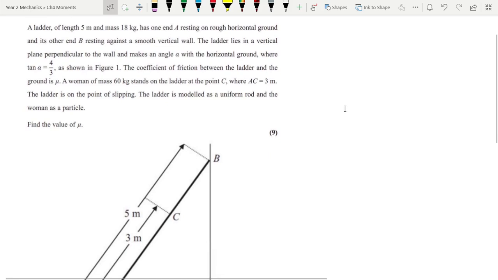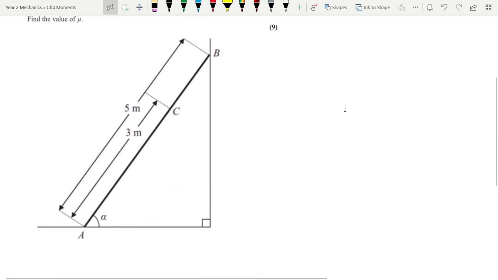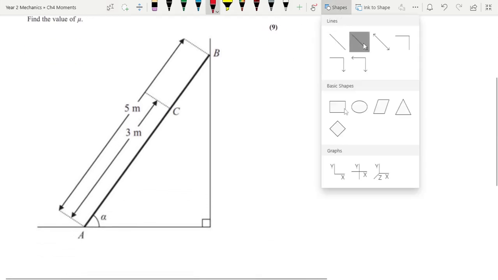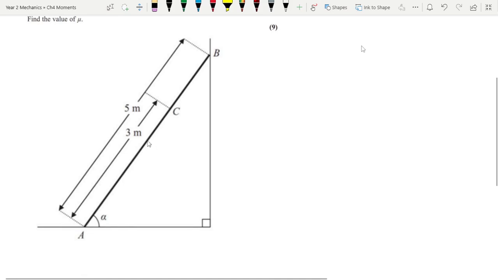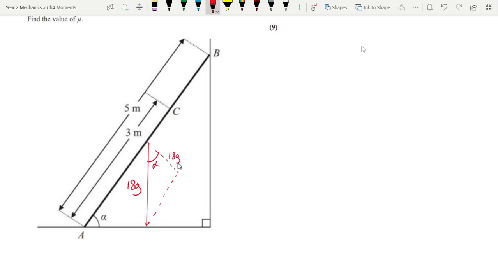So we've got a ladder of length 5, you can see that in the picture, a mass 18, so let's just put the weight on already. Might as well do that straight away. So that's going to be halfway, so we can put the weight on here. So that's 18g, and it says it's inclined at angle alpha. So here's alpha here. This is also going to be alpha. So this is 18g cos alpha.